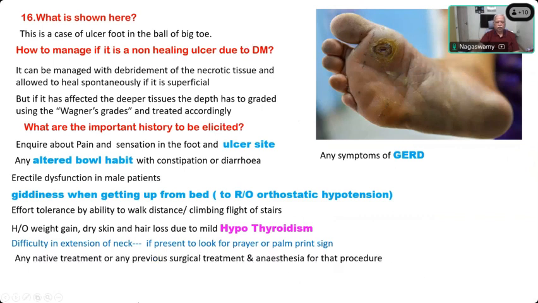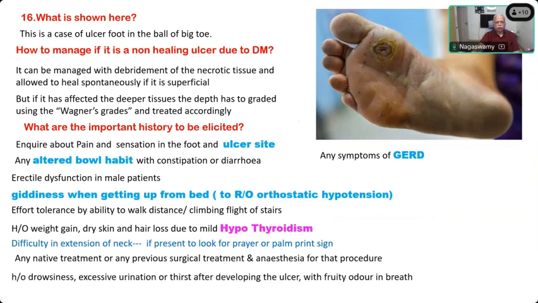Okay? Any native treatment or previous surgical treatment, and what anesthesia was given for that procedure. And then the history of drowsiness or excessive urination or thirst, with fruity odor in the breath, to rule out what complication?